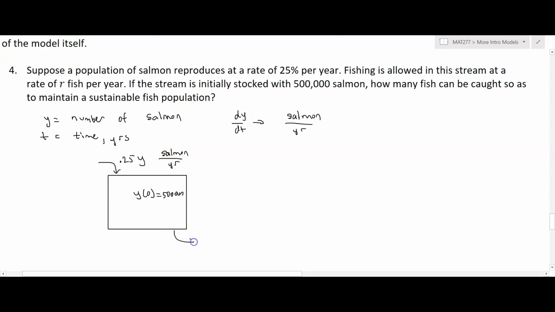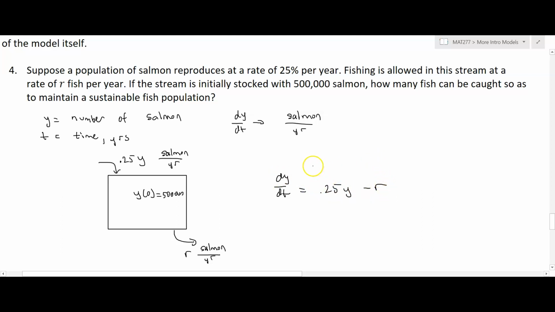Now what I have coming out is just the fishing. We're not taking into account death or migration, etc. We're just saying that there are R salmon per year exiting this model. And therefore our dy/dt is going to be the difference between those, which is 0.25y minus R.